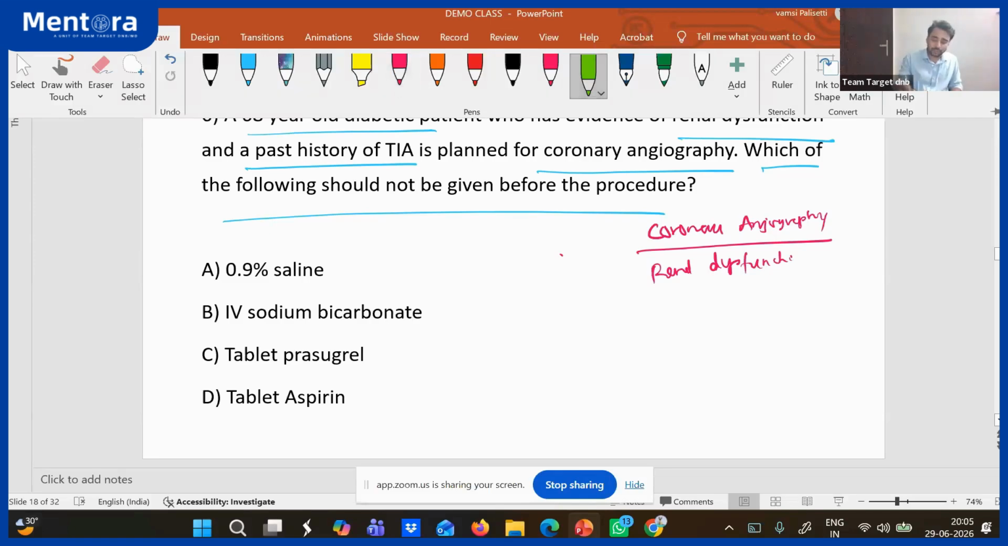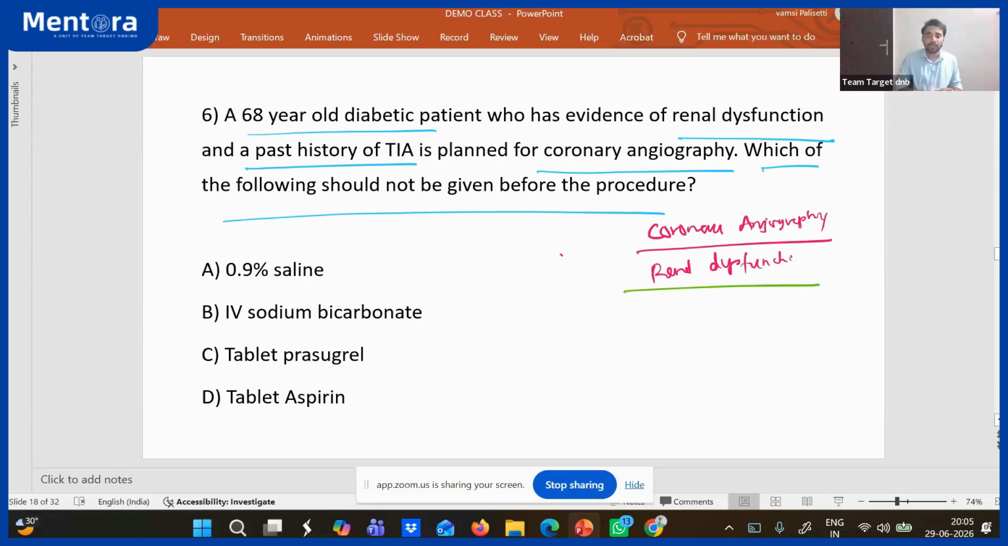Before doing coronary angiography, what all things do you have to give to the patient? Because the patient already has renal dysfunction, and with coronary angiography there is a possibility of contrast-induced nephrotoxicity, you will definitely give IV fluids. Then you do coronary angiography. And the second thing is, because you are doing coronary angiography, you are disturbing the plaque and all. So definitely give antiplatelets plus anticoagulants. Both things you have to do.